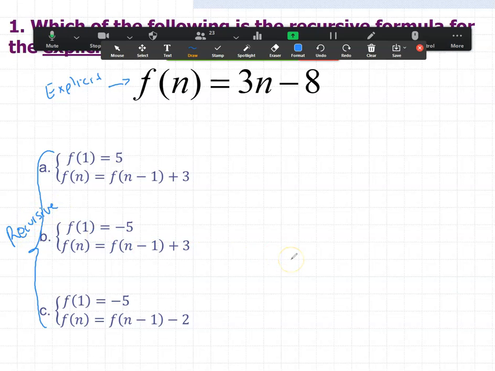So if you are thinking, how do I tell them apart? How do I know when it's explicit? How do I know when it's recursive? The recursive one has this, f of n minus 1, f of n minus 1, f of n minus 1. These all mean previous. And notice that explicit doesn't have it. Okay?